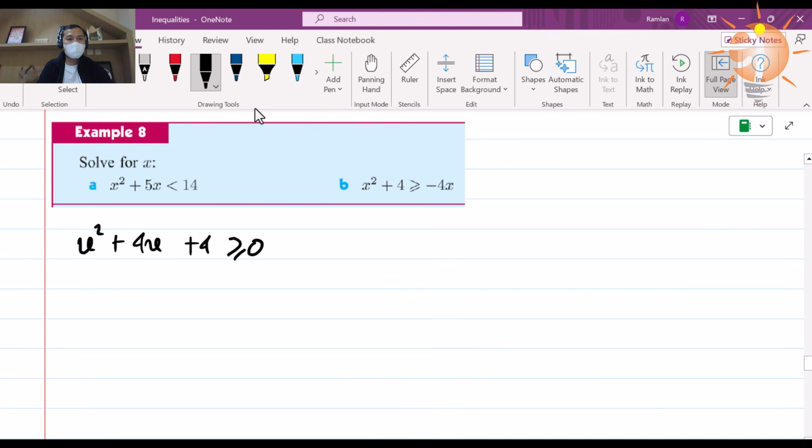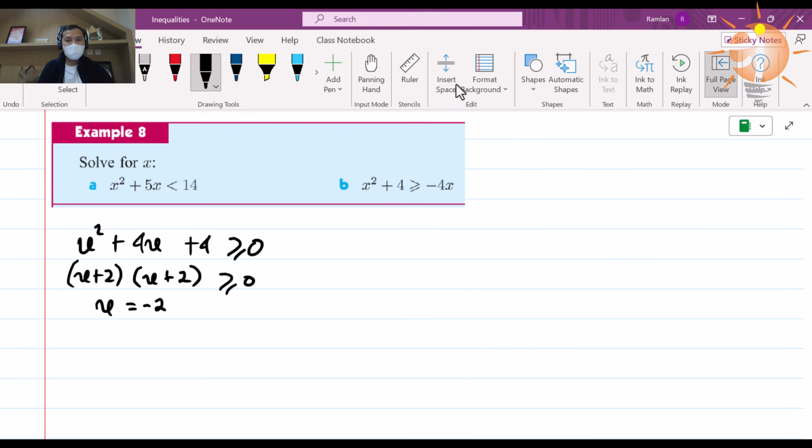Okay, now we can see the same thing as before. This one here can be factorized pretty easily. It's just x plus 2 times x plus 2. Now x plus 2 squared is greater than or equal to 0, and you see that x has only one solution, or two equal solutions, which is x equals negative 2. Again, we're not looking for the equal sign. We're looking for less than or greater than negative 2.